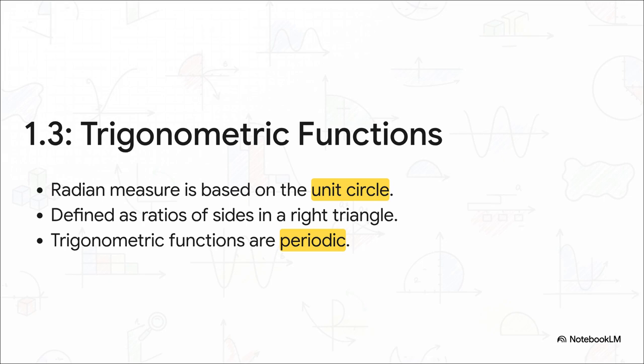Then we dove into trigonometric functions. The big ideas here are all about radian measure, defining trig functions using either right triangles or a point on a circle, and their repeating periodic nature. One key thing to remember is that sine and cosine repeat every 2 pi, but tangent actually repeats every pi.